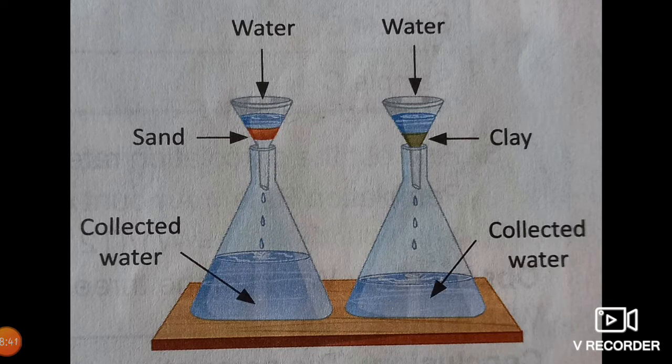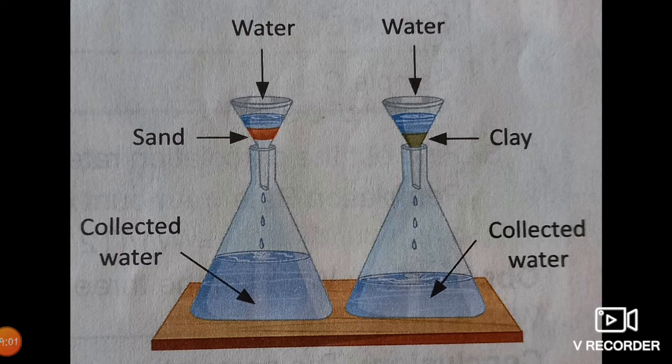Place the funnels over the conical flask, as shown in the picture. Now line the funnel with filter paper. It is covered with the filter paper. Then place sand in one funnel.